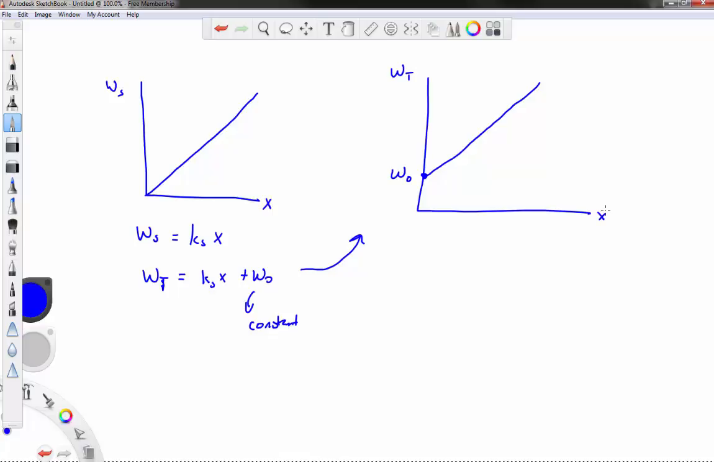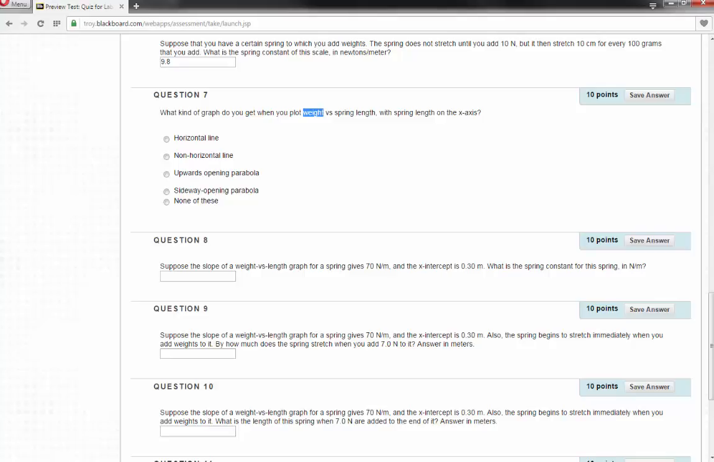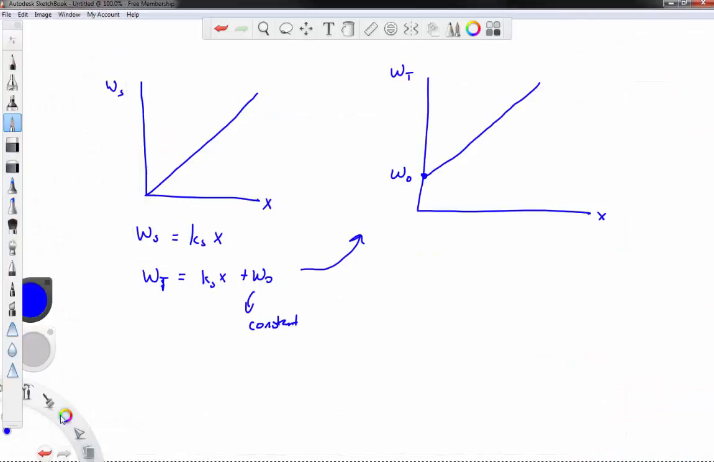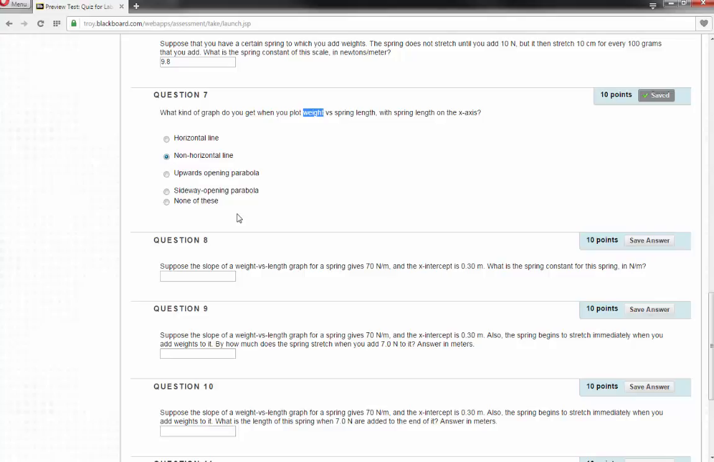So in both cases we have a line, and it is a line that is not horizontal. So we would put a non-horizontal line. A horizontal line basically would look something like this. A horizontal line just means your line is horizontal, like so. So it's not that kind of line, and it is a line nevertheless, so that leaves us with this answer.